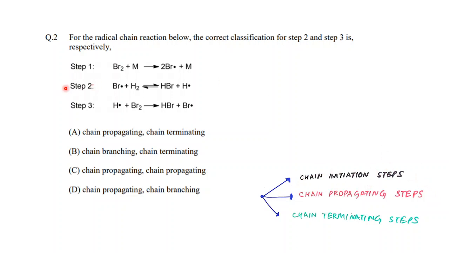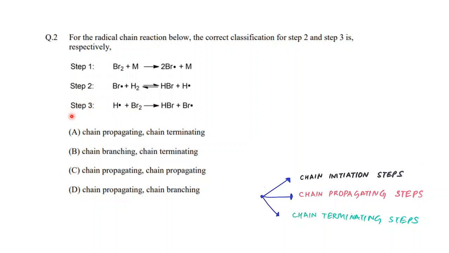Now we have to tell about step 2 and step 3 for this particular question. As I told you, whenever a radical reacts with a stable molecule to produce another stable molecule along with a radical, that type of step is known as a chain propagating step. So obviously step 2 would be a chain propagating step. In options A, C and D it's chain propagating, so we have to differentiate between options A, C and D.